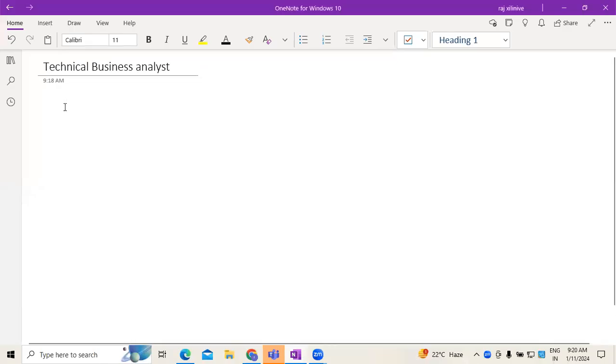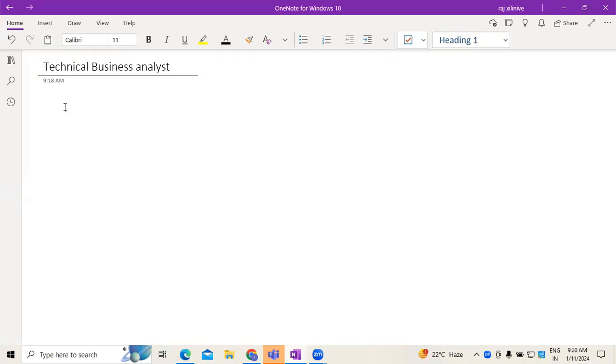Right. Today we are discussing the business analyst role in reference to the technical perspective. Because as we all know, whenever we are working as a business analyst, irrespective of the technology as well as the domain we are working in, it's always important nowadays to have knowledge of the technology, right?